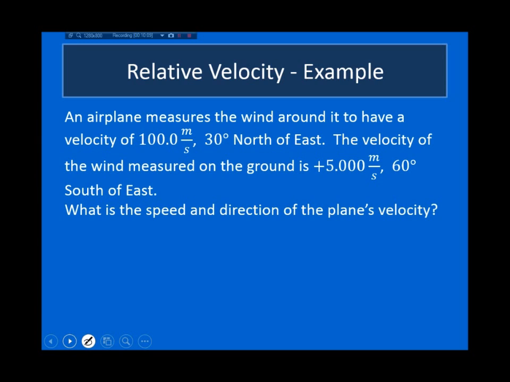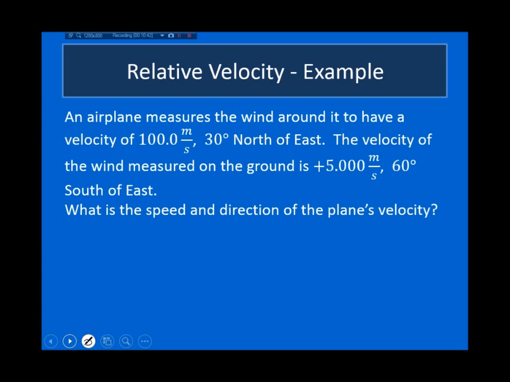So let's go ahead and look at one more example. This is a little bit more challenging. So the example says, an airplane measures the wind around the plane as having a velocity of 100 meters per second north of east. Okay, so this is the wind moving around the plane. And the velocity of the wind measured on the ground is 5 meters per second, 60 degrees south of east. So the question is, what is the speed and the direction of the plane with respect to the ground?